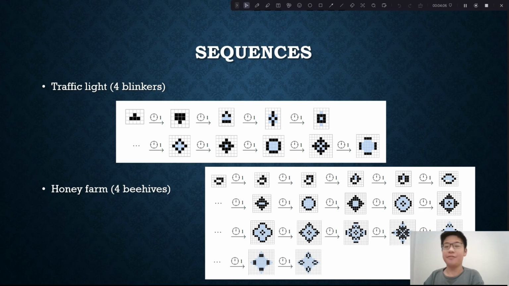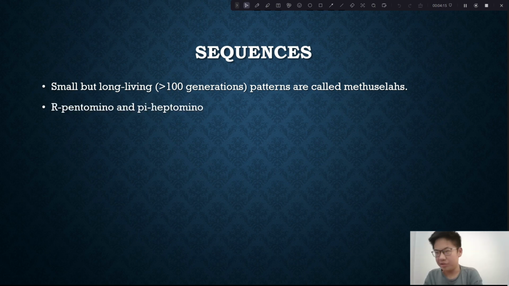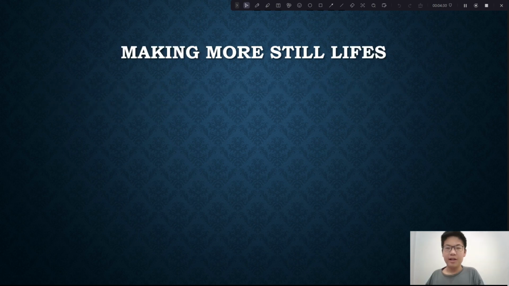If you want to see an even smaller pattern with an even greater potential, turn to Methuselahs, small but long-living patterns. Examples include the R pentomino and pi heptomino. There are several other heptominos which fit this pattern, tongue twisters like the B, C, E, F, I heptominos, as well as the Herschel, which was one of the first patterns to be discovered and also one of the most useful.